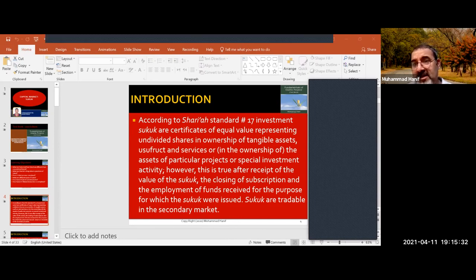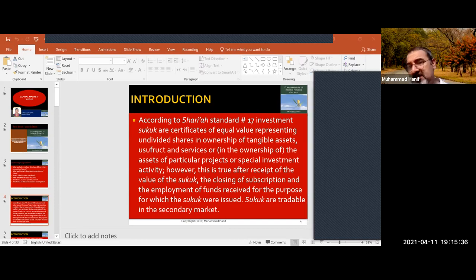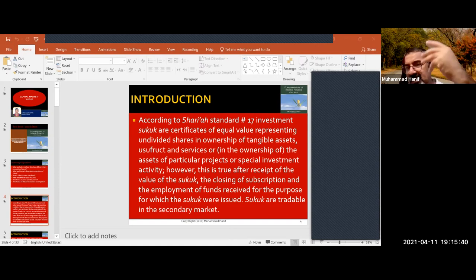So this is another benefit of Sukuk. If you have Sukuk and you want to keep it, say, for 3 months or 6 months, then you want to sell, you can sell in the market at whatever the prevailing price in the market is. You can sell it.